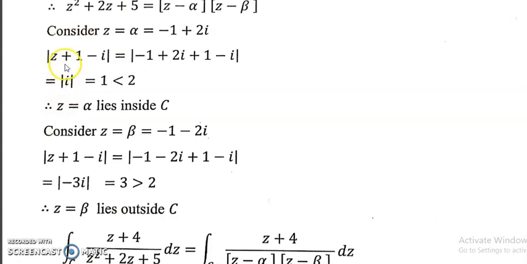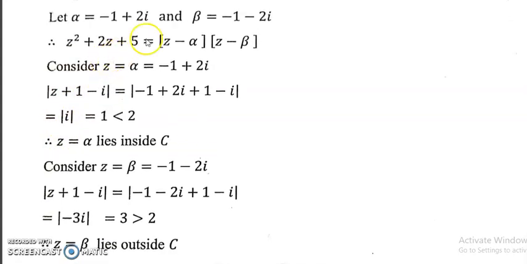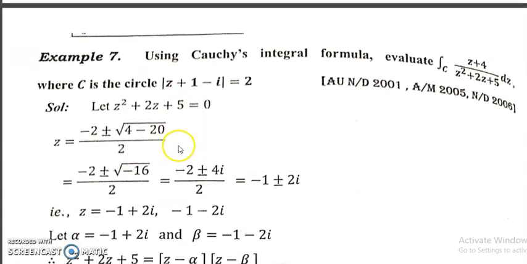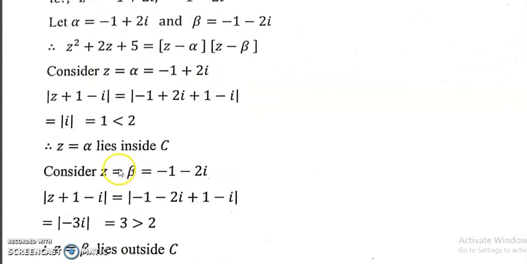So we take |z + 1 - i|, that is the given circle, and we substitute for z. z is -1 + 2i. So instead of z, we put -1 + 2i, then plus 1 minus i. Here the -1 and +1 are eliminated, and 2i minus i is i. So after cancelling, we get |i|.